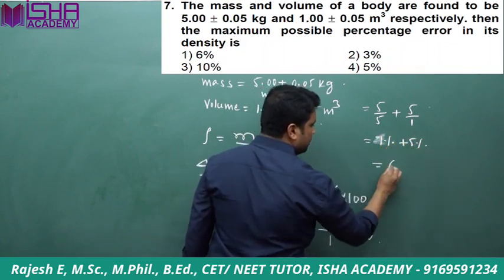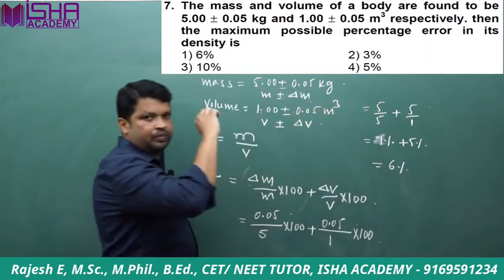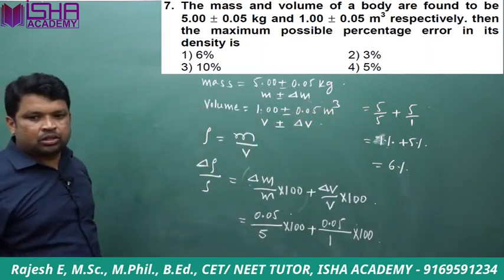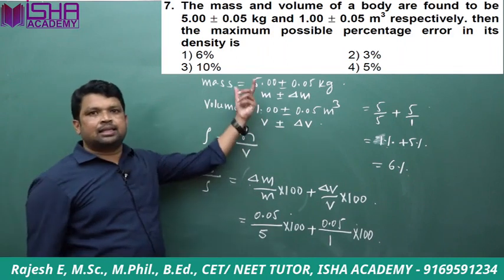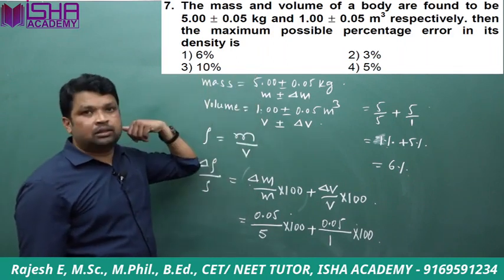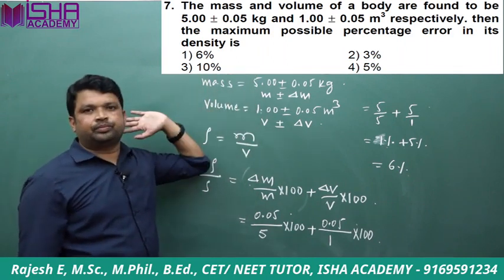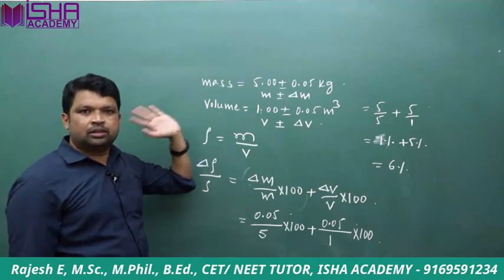How much is this totally? This is 6%. This is 6%, right? So the option is 1. See the option? The option is 1, right? Okay.